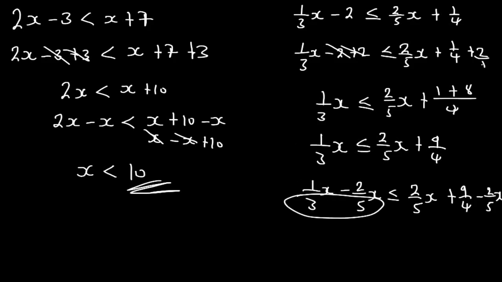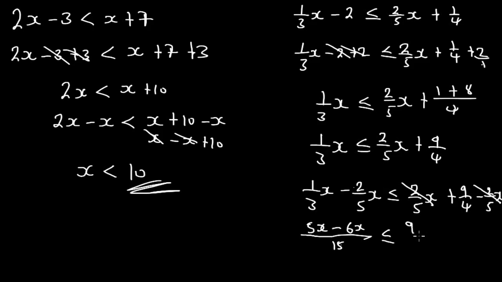What will be the LCM of 3 and 5? That's 15. So 3 in 15 is 5, and 5 times 1x is simply 5x. The minus: 5 in 15 is 3, and 3 times 2x is 6x. And that's less or equal to. Now, this will obviously cancel this by the time you bring them closer. Remember, the sign will not change. So we have 9 over 4. Perfect. So 5x minus 6x.